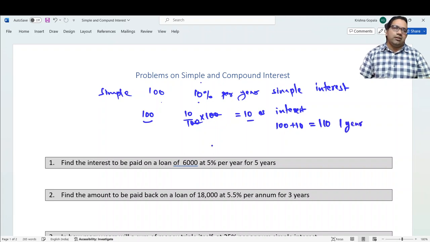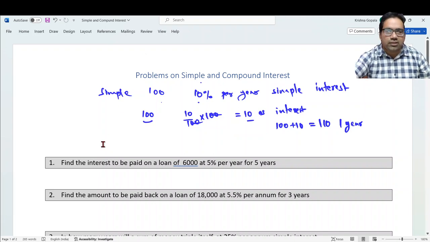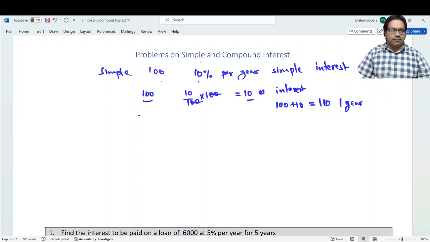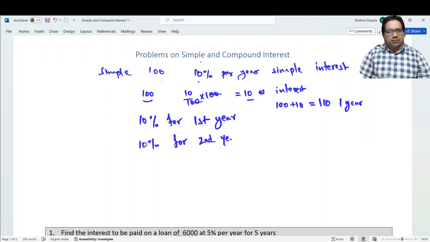If the duration of my loan is 1 year, then within 1 year the amount I have to pay is 110 rupees, because 10% is the interest rate. And this is simple interest. If I have to repay within 2 years, then for the first year 10%, and again another 10% for the second year. That means 10 rupees first year, 10 rupees second year, 20 rupees plus 100.